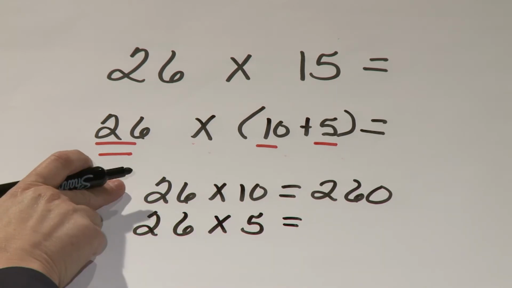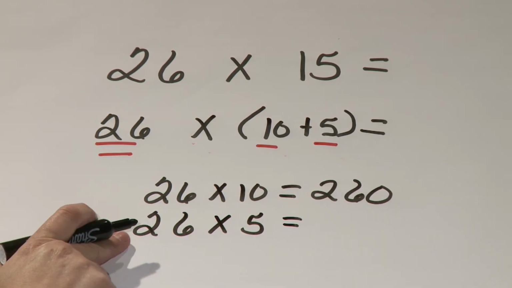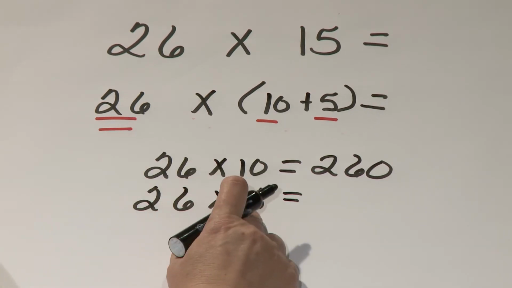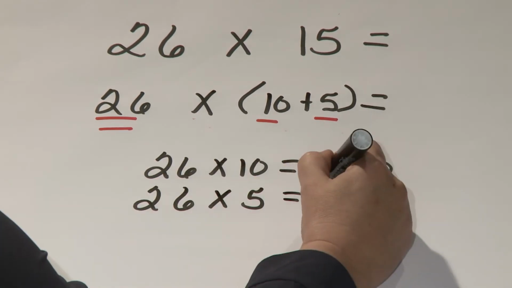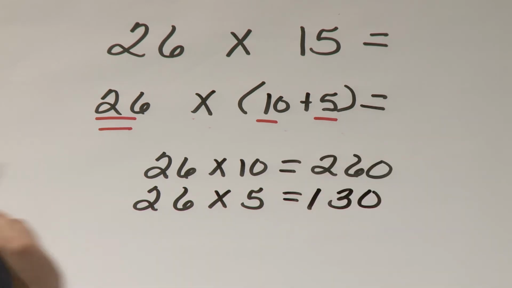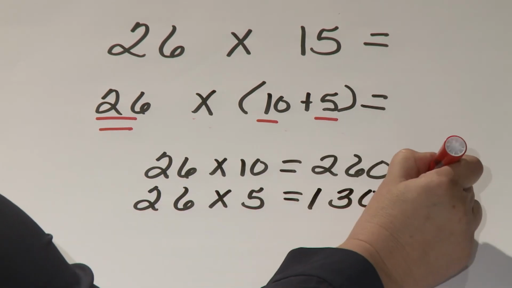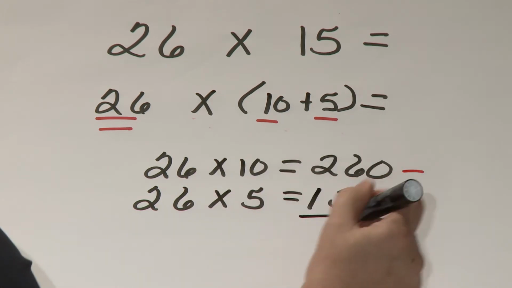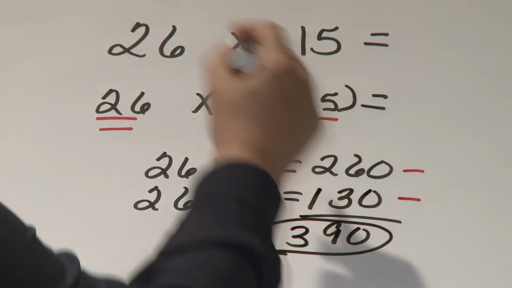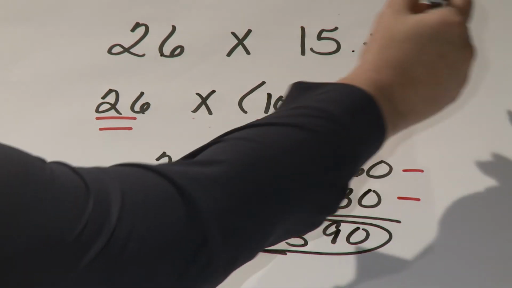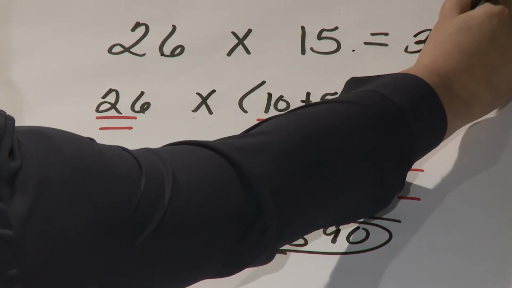I'm going to use what I know about 26 times 10 to figure out what 26 times 5 is. 5 is half of 10, so I know that half of 260 is 130. These are my partial products, and when I add them together, I get 390. So 26 times 15 is 390.